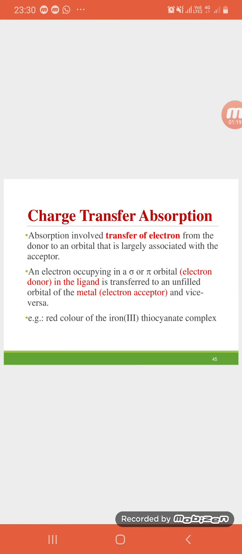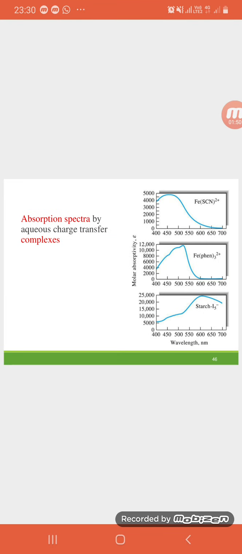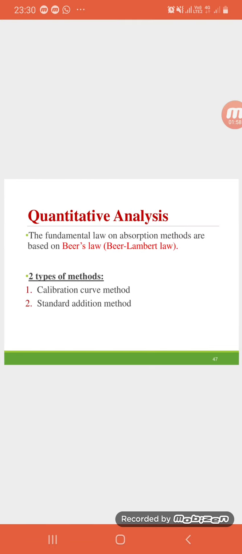Okay, for the charge transfer absorption, the absorption involves transfer of an electron from the donor to an orbital that is largely associated with the acceptor. The electron occupying a sigma or pi orbital, which is the electron donor in the ligand, is transferred to an unfilled orbital of the metal, which is the electron acceptor, and vice versa. The absorption spectra of an aqueous charge transfer complex can be seen from this diagram. It's a little bit broad.